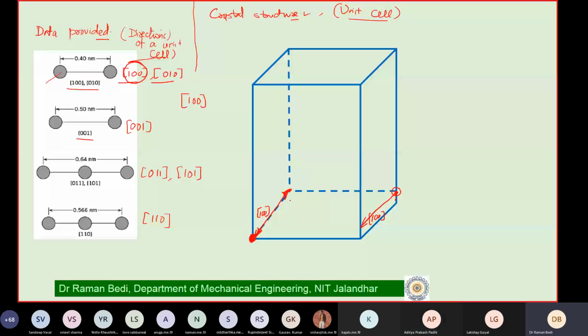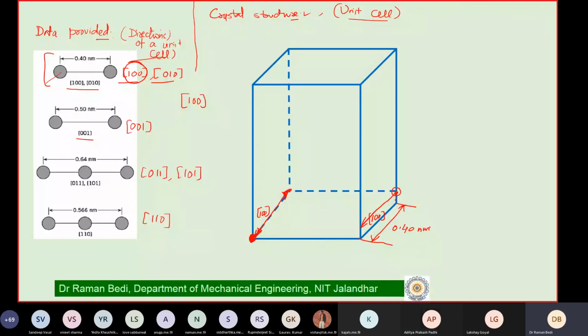So if I have located this 100 here or 100 here, I know that this edge length of the unit cell happens to be how much? Taking 0.40 nanometer from this example. So this edge length happens to be 0.40 nanometer. Is that right? Yes, sir.